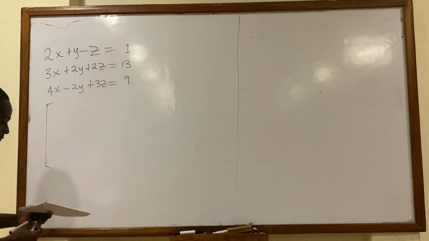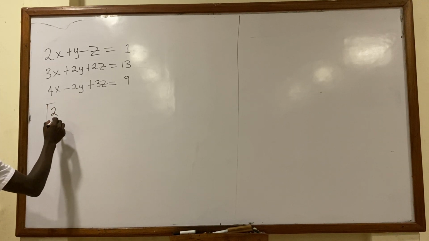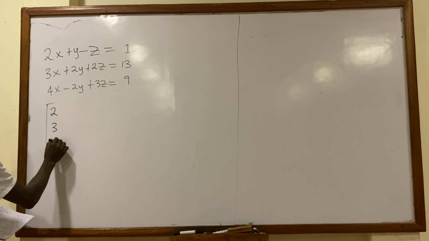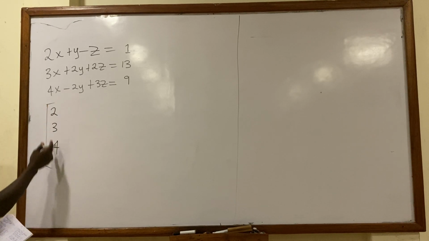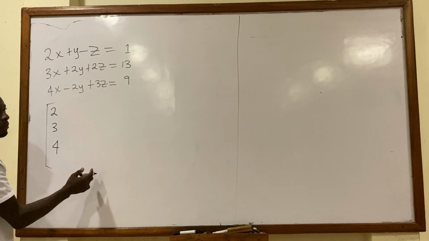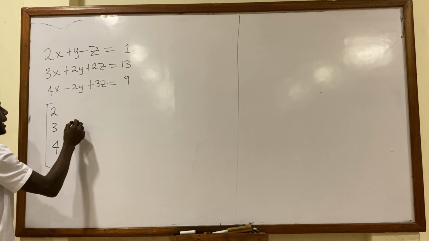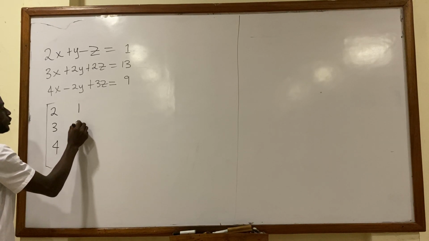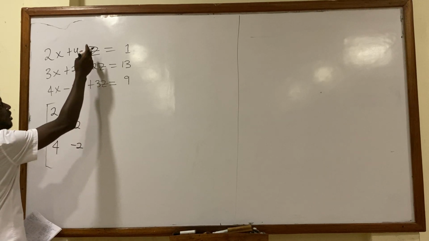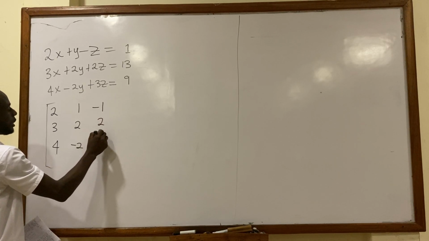in the matrix form, is 2, 2, 3, 4. You write the X column, and then you write the Y column, you write the Z column. So we have the coefficients of the Y as well as 1, 2, and -2. And then the coefficients of the Z are also -1, 2, and 3.